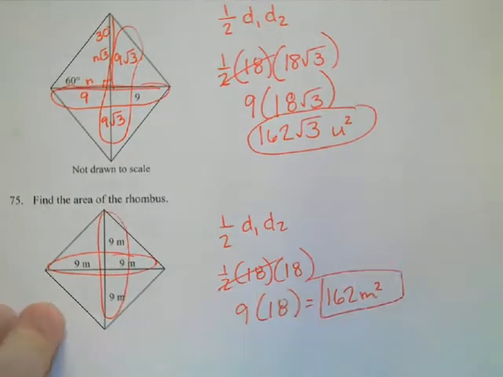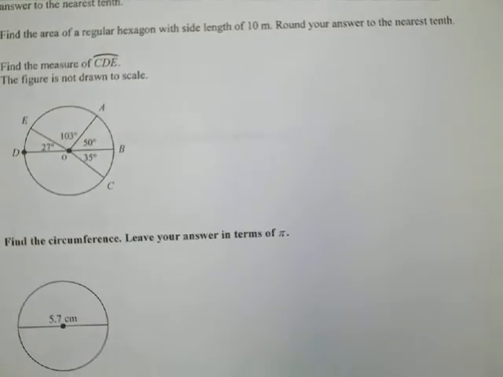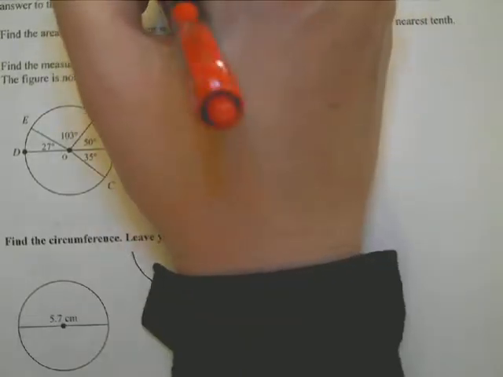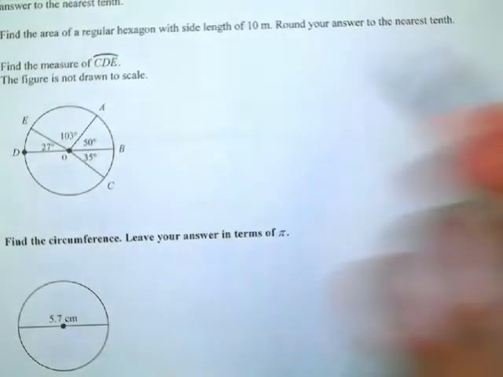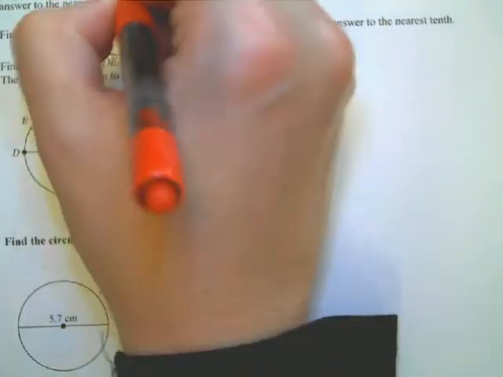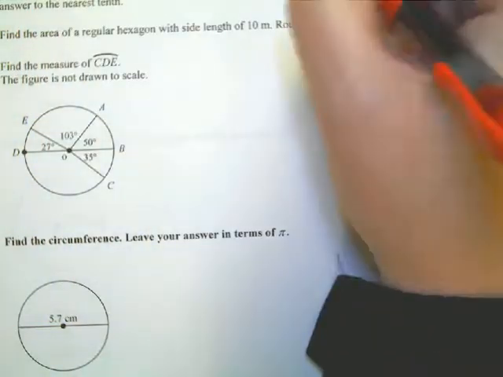Alright, so looking now at 76, you need to find the area of a regular hexagon. Okay, so finding the area of a regular hexagon, 1/2 times the perimeter of the base times the apothem, and it gives me everything I need here. If it's a regular hexagon, that's 6 sides, and if each side is 20, then the perimeter is 6 times 20, or 120, and it gives us the apothem.